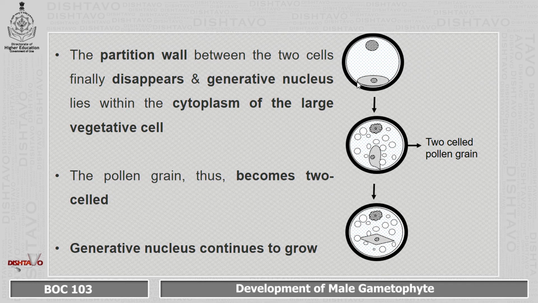There was a wall which separates the vegetative from the generative cell. After some time, the partition wall between the two cells disappears and the generative nucleus will lie within the cytoplasm of the large vegetative cell, which is clear from this image. The pollen grain thus becomes two-celled. At this position, we call this a two-celled pollen grain. Now, the generative nucleus continues to grow. This is the generative nucleus which continues to grow.